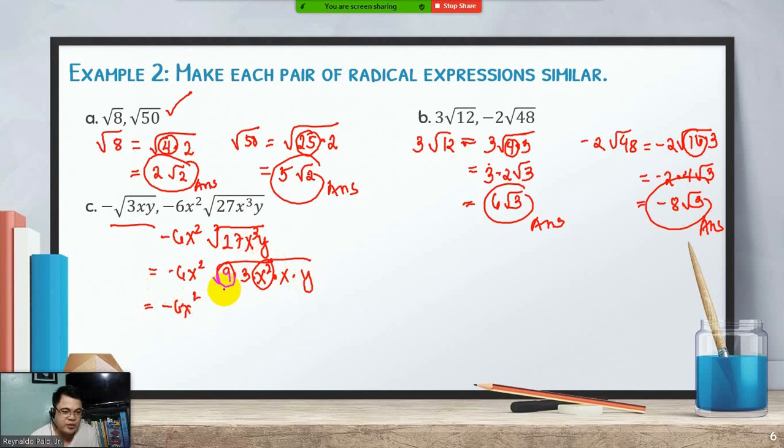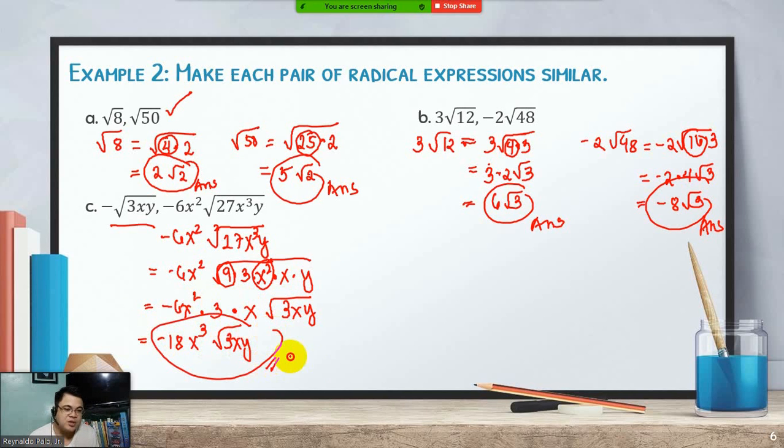So let us extract the roots. Negative 6x squared, square root of 9 is 3. Square root of x squared is x. Then the radical 3xy, or square root of 3xy. Now we will combine. Negative 6x squared times 3 times x. So negative 6 times 3 is negative 18 and x squared times x is x cubed. Then copy the radical square root of 3xy. So therefore, this is the simplified form. So as you can see, they both have a radical now of square root of 3xy. So therefore, they are now similar radicals.